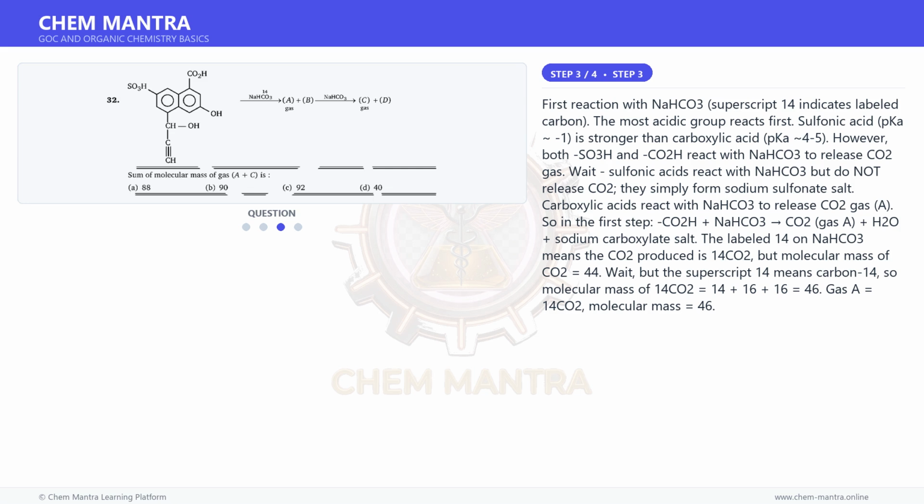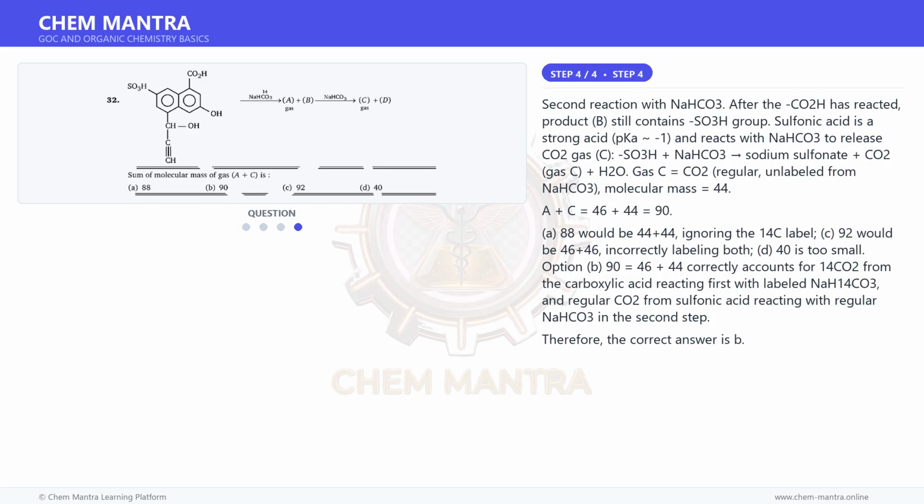So in the first step, CO2H plus NaHCO3 gives CO2, gas A, plus H2O plus sodium carboxylate salt. The labeled 14 on NaHCO3 means the CO2 produced is 14CO2. The molecular mass of CO2 is 44, but the superscript 14 means carbon-14, so the molecular mass of 14CO2 is 14 plus 16 plus 16, which equals 46. Gas A is 14CO2, molecular mass 46. And for the final step.